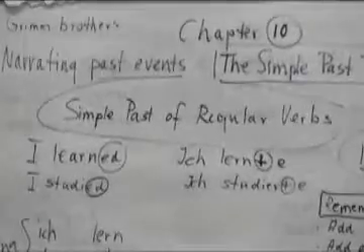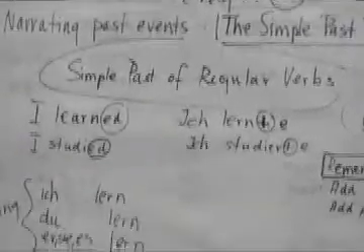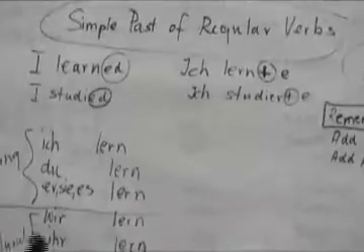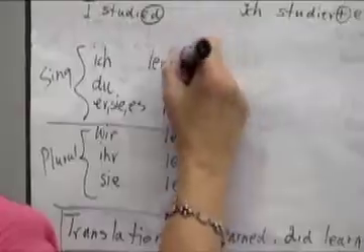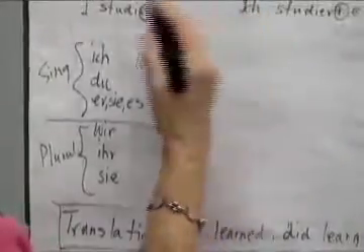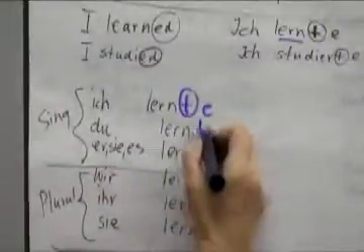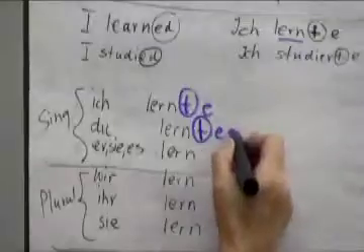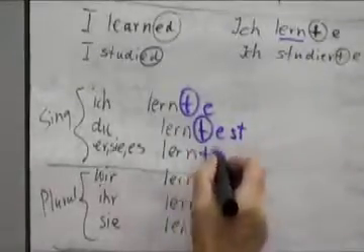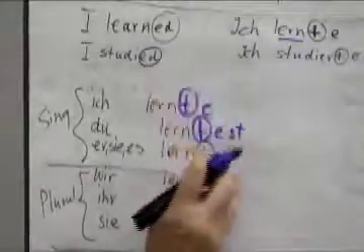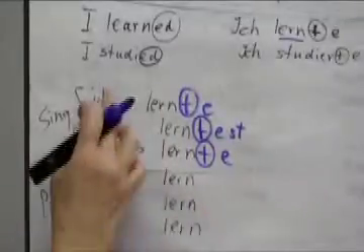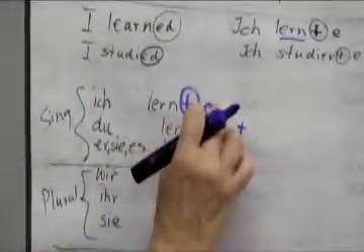Okay, now let's look at how we conjugate a regular verb. I picked the verb lernen. Okay, ich lernte. We saw that to the stem you added a T, right? The ending for ich is nothing. Du lerntest, again the T, test. Er lernte, again you have the T and the E. So you notice ich and er, sie, es have the E ending.